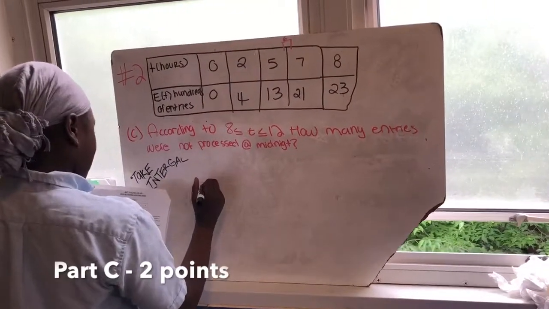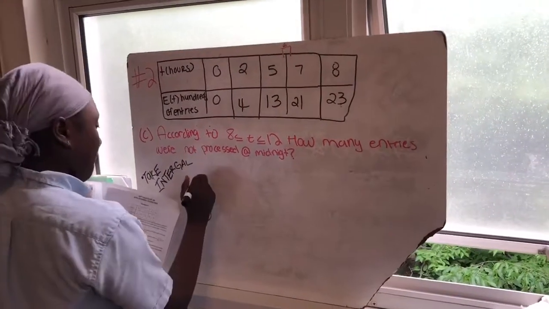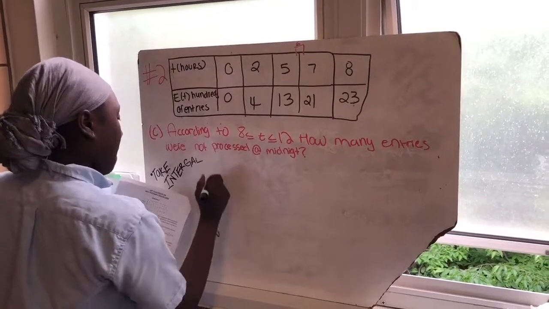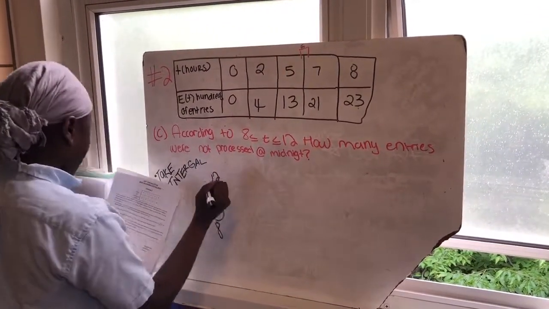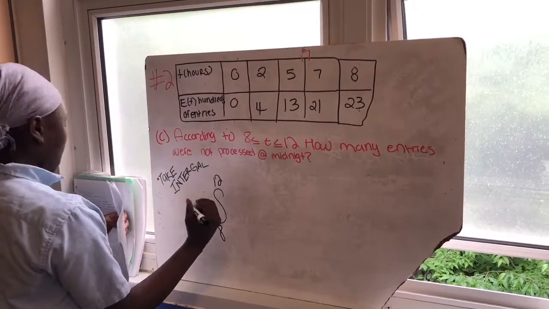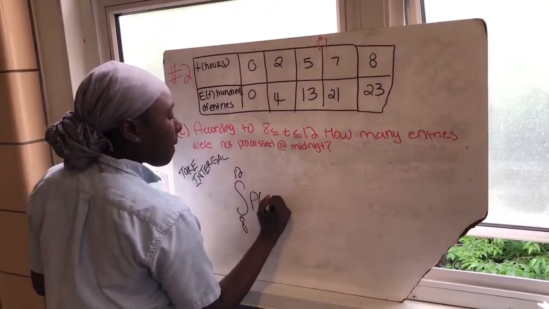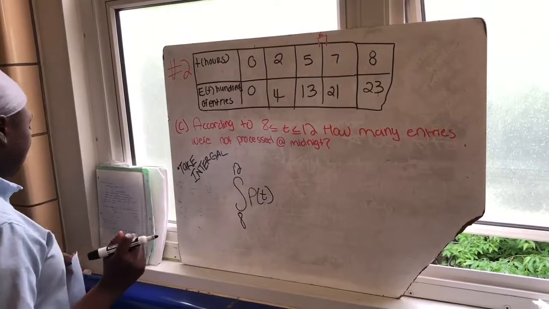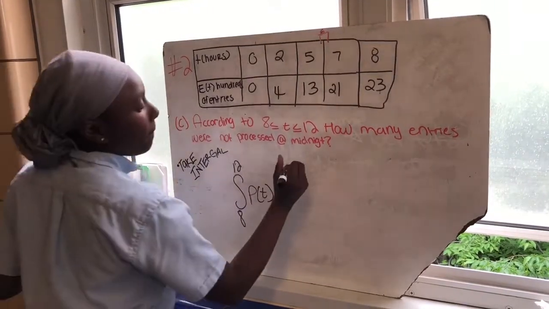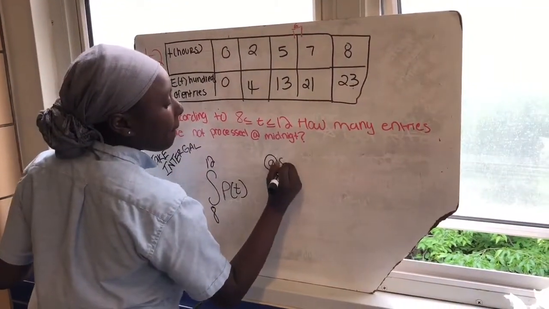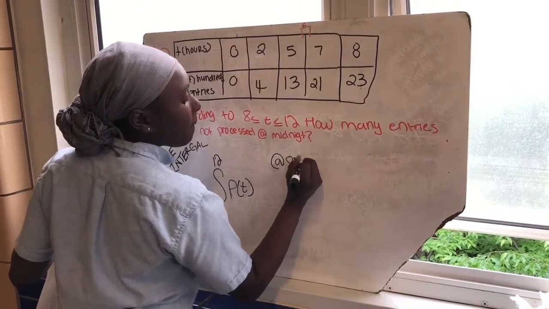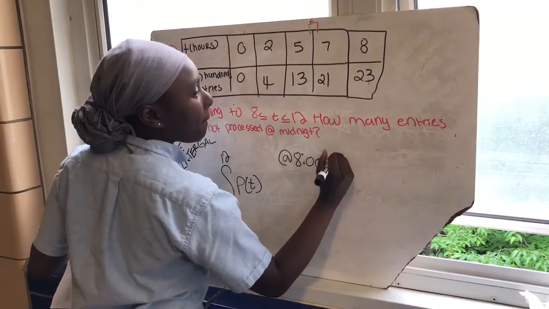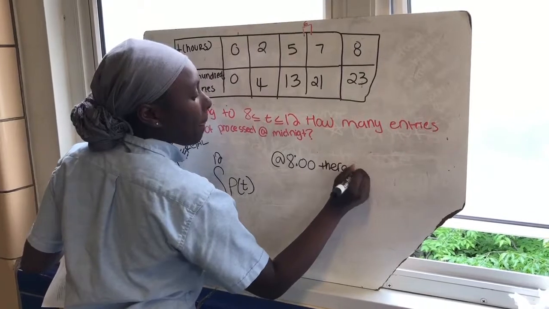So for letter C, the question reads: at 8 p.m., volunteers began to process the entries. They process the entries at a rate modeled by the function P, where P of t is equal to t cubed minus 30t squared plus 298t minus 976 hundreds of entries per hour, for 8 less than or equal to t less than or equal to 12. According to the model, how many entries had not yet been processed by midnight?